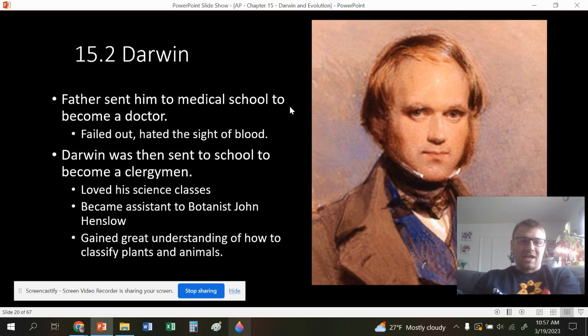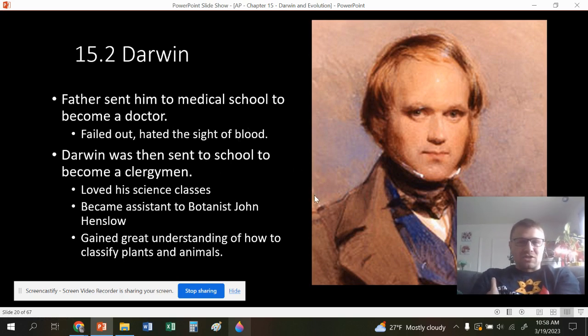A kid was having a surgery done. And remember, this is the early 1800s. They don't have anesthetics. They don't have things to help with the pain. And the kid was screaming, and that was the moment he was like, "Nope, this isn't for me. I can't do this. I can't stand the sight of blood. I can't make people feel like this. This is just not for me."